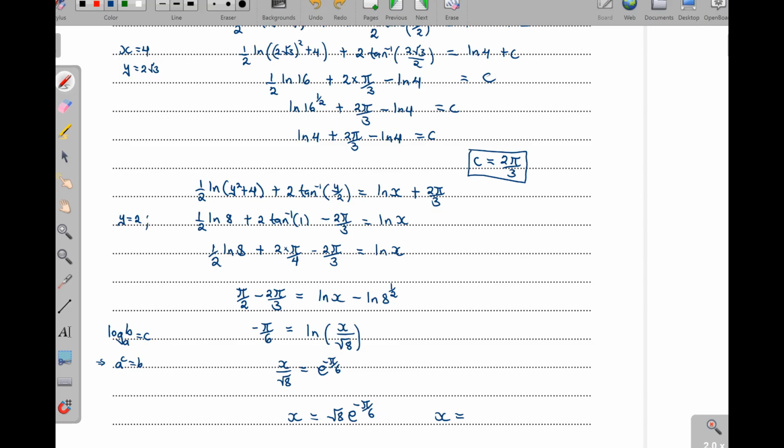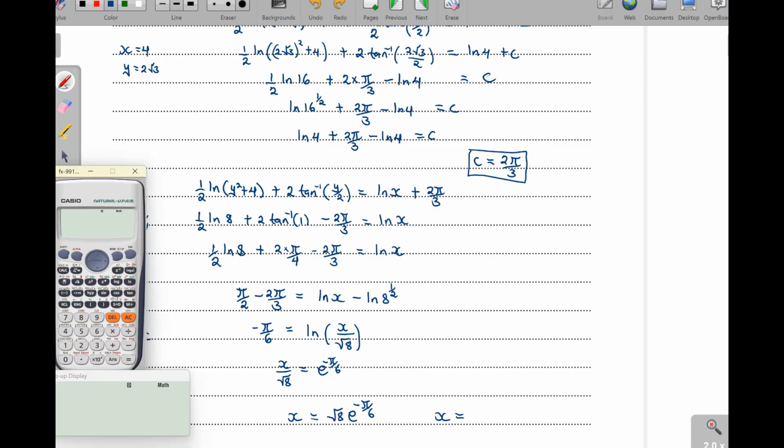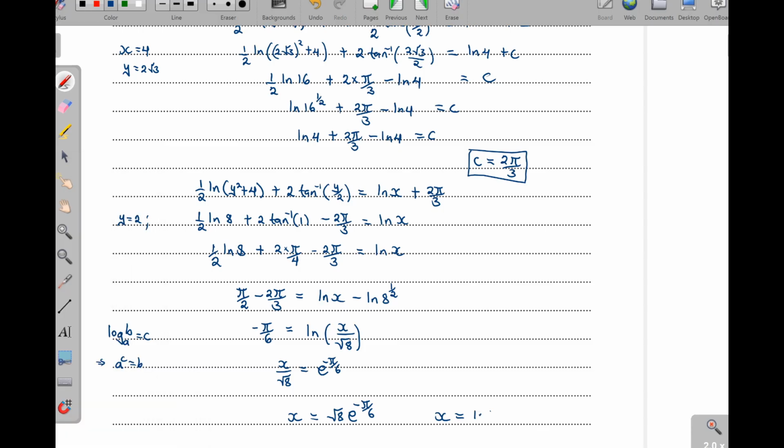Since they just said the value, when you leave it exact, it's okay. They can give you the marks, or you can put it to 3 significant figures. So what would it be? Square root of 8 times e to the power of negative pi over 6. We get 1.68, that is to 3 significant figures, and that is that.